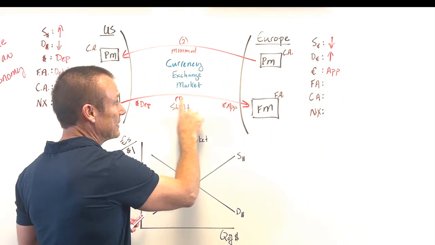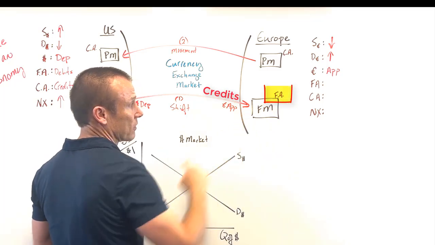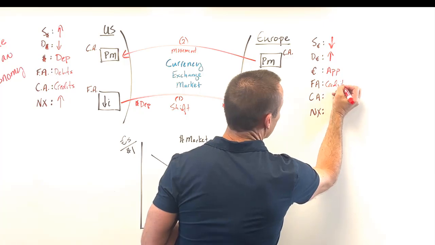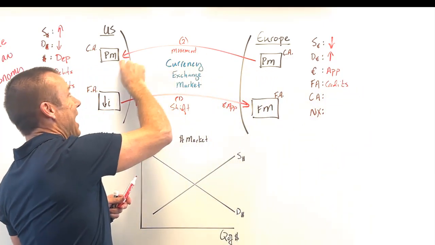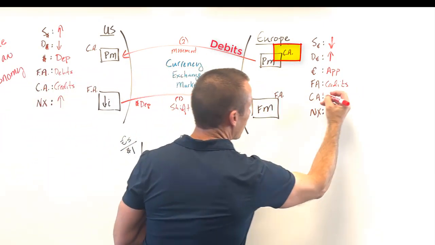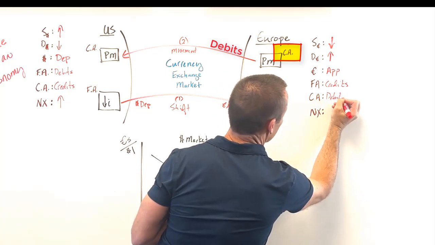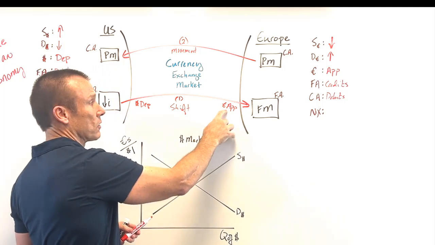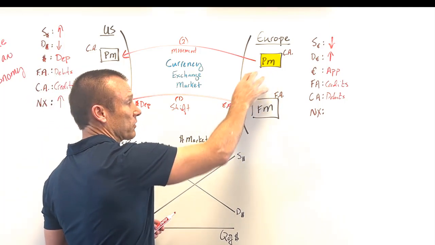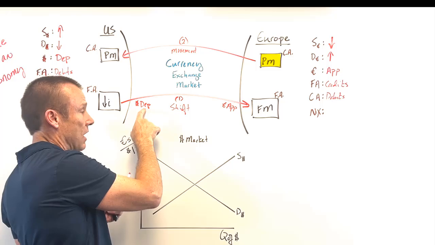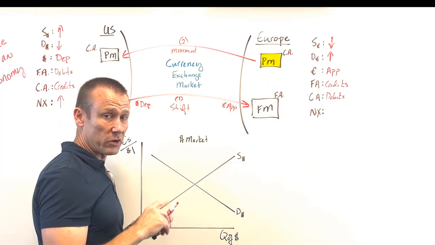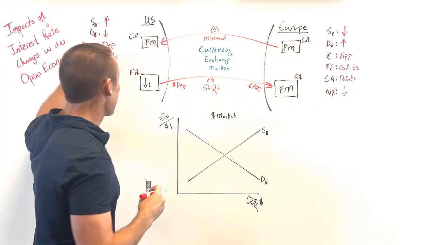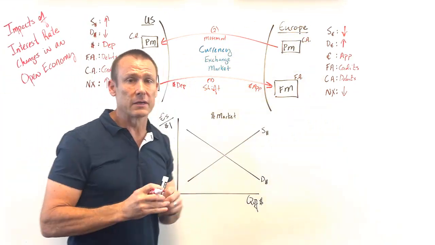We can easily see money's flowing into their financial account. They're getting credits, so that's moving them towards surplus. Money's flowing out of their current account. We're getting debit, okay, moving their current account towards deficit. And of course, because the euro appreciated, this stuff became more expensive. I could also say because the dollar depreciated, this stuff became more expensive to Americans. Their net exports are going to go down. And there you go. We've got all the answers that we needed.